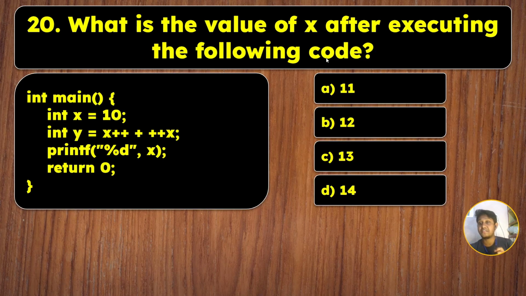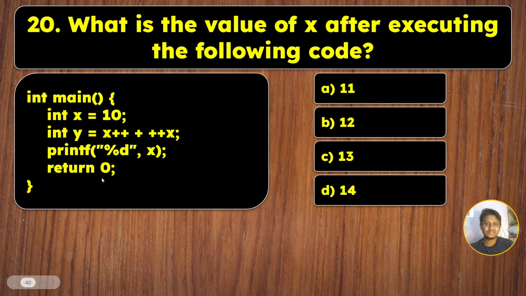What is the value of x after executing the following code? Let's see what is the code given here. So inside the main method, we have x of type integer as 10. After that, int y equal to x plus plus plus plus x. Then we are simply printing x and then return 0. And we have our four options. Option A 11, 12, 13 and 14. You can look at this question and comment down the correct answer below.